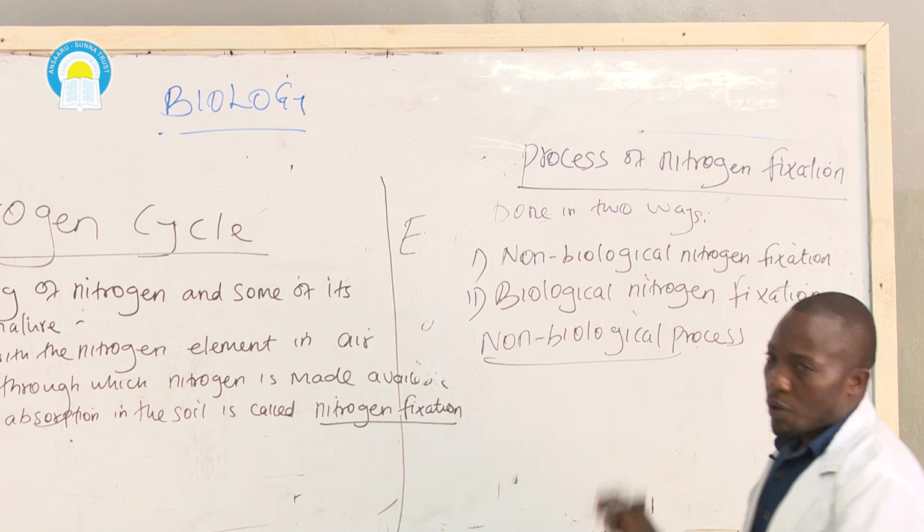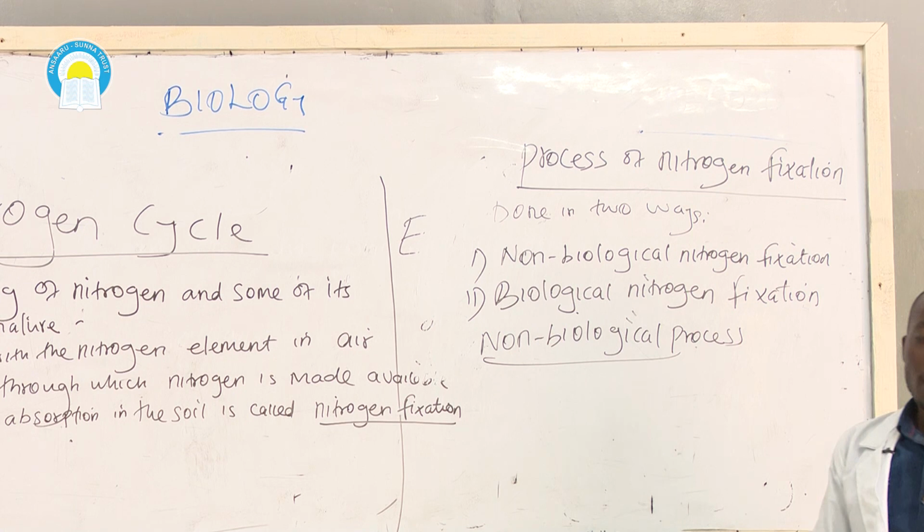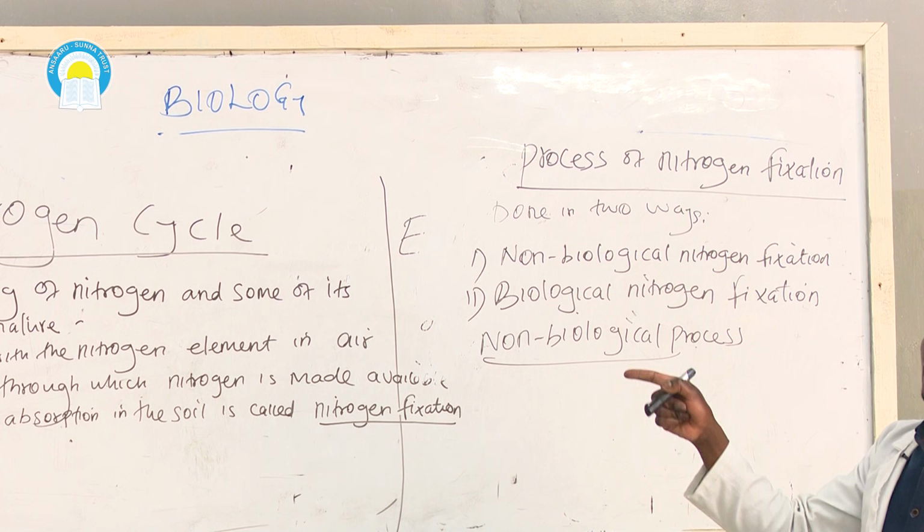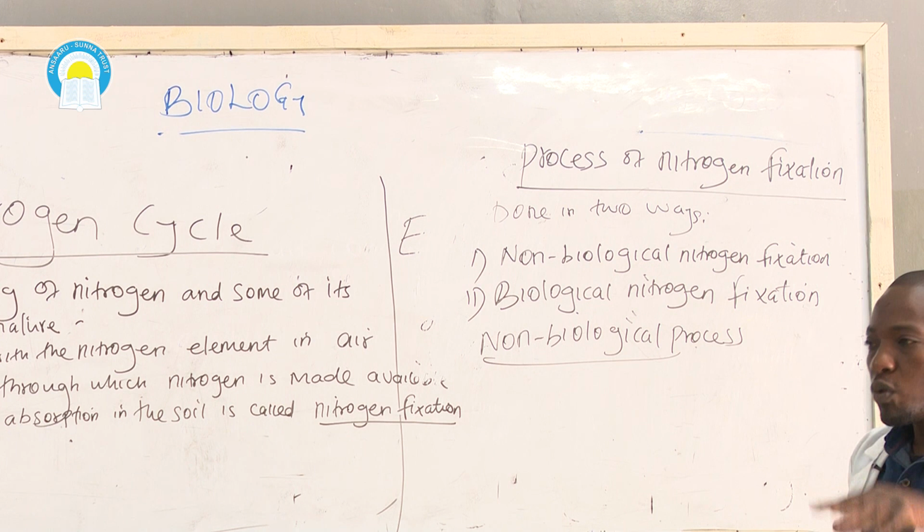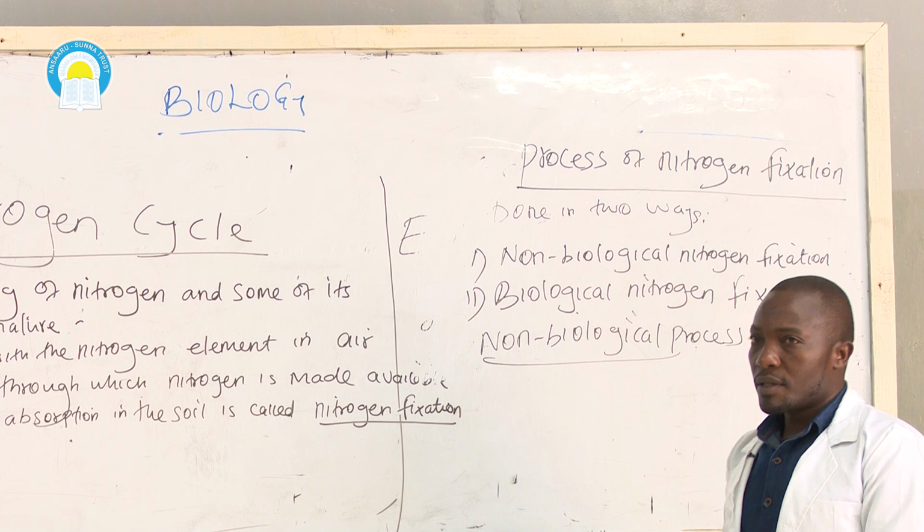When you talk about non-biological, we mean there is no living organism involved in making nitrogen available. No living organism is involved in transforming the nitrogen element into nitrates, because plants take nitrogen in the form of nitrates through absorption. So the non-biological process happens during thunderstorms, during thunder and lightning.